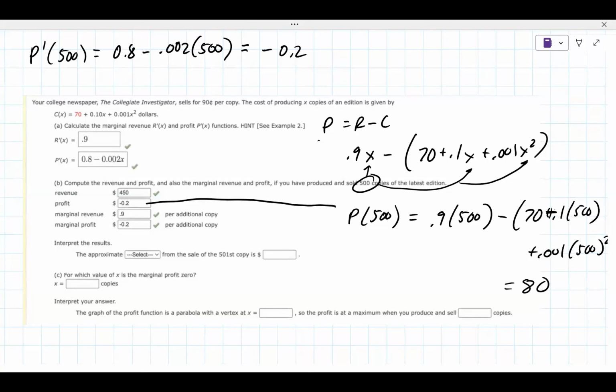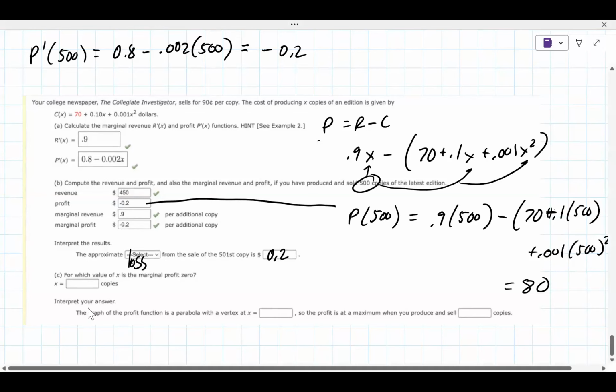I just want to make sure that I know how to type this in correctly. Minus 70 plus. Yeah, 80. All right, so now we can interpret the results. Let me see what the options drop down. Is it revenue or profit? It says the approximate profit or loss. So it's a loss, and the reason it's a loss is because it's negative. Now we change it to positive because it's already a loss.